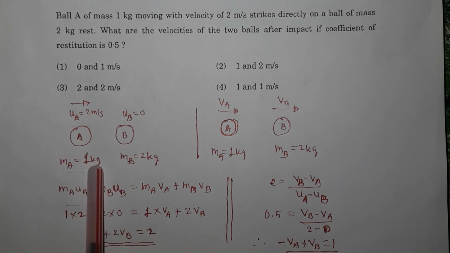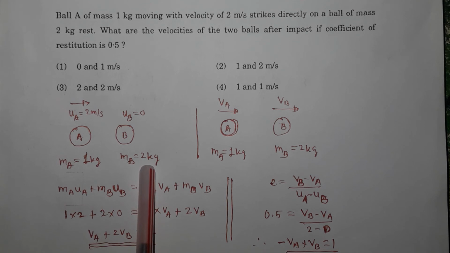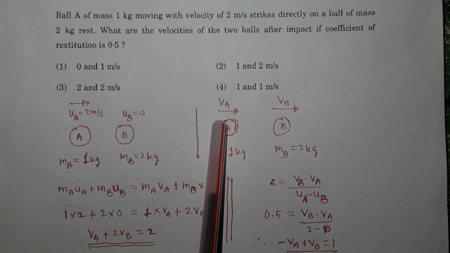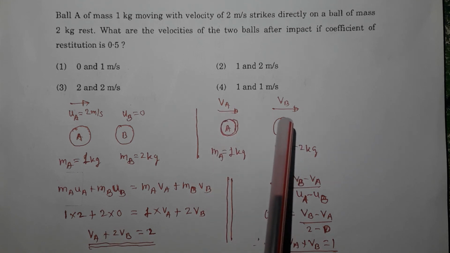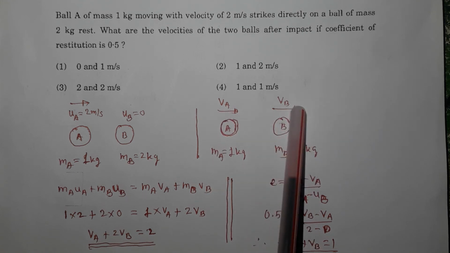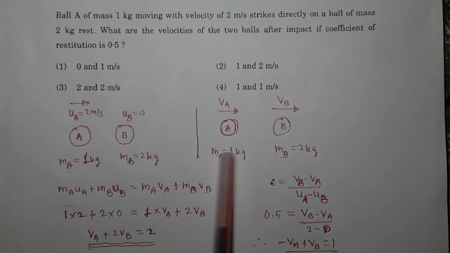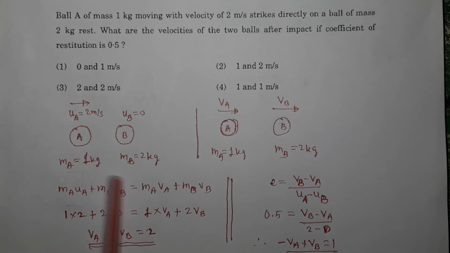Mass of A is 1 kg, mass of B is 2 kg. And these are the velocities after impact. Let ball A move with velocity VA after impact and ball B move with velocity VB after impact. The masses are shown over here. If I use the law of conservation of momentum, it can be stated like this: ma into ua plus mb into ub, that is momentum before impact, is equal to momentum after impact.